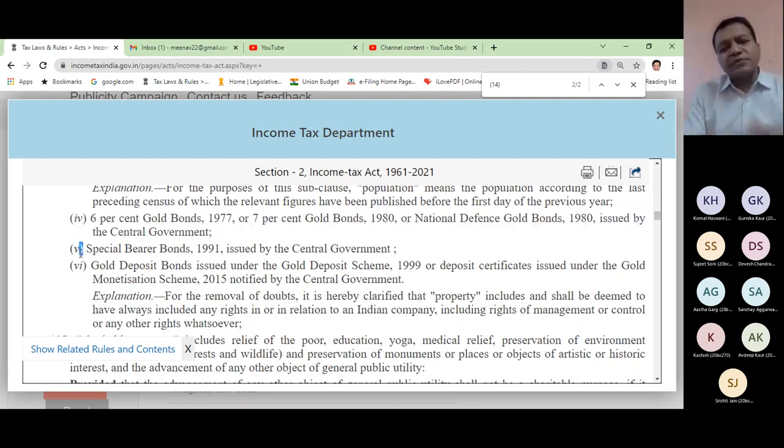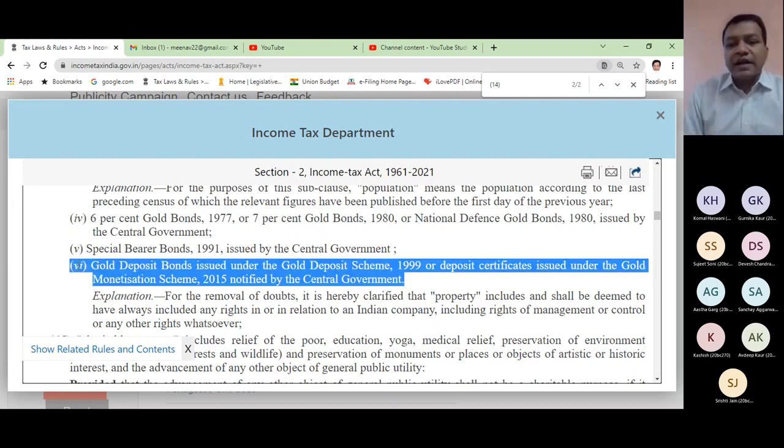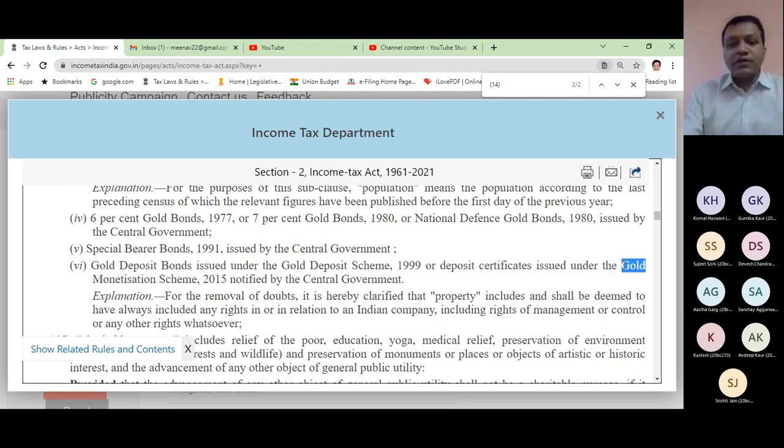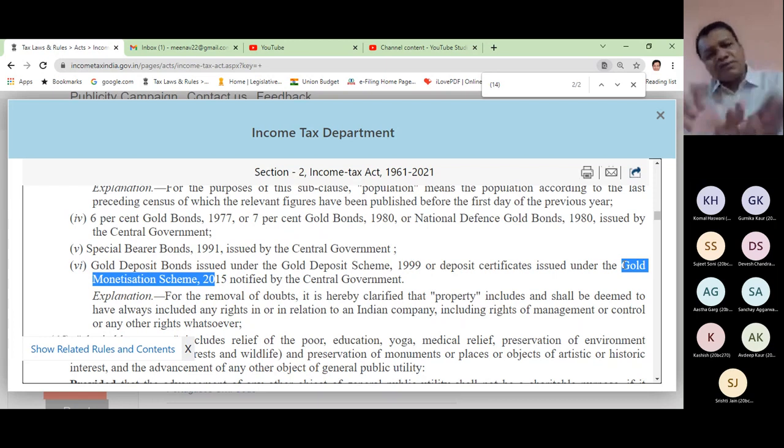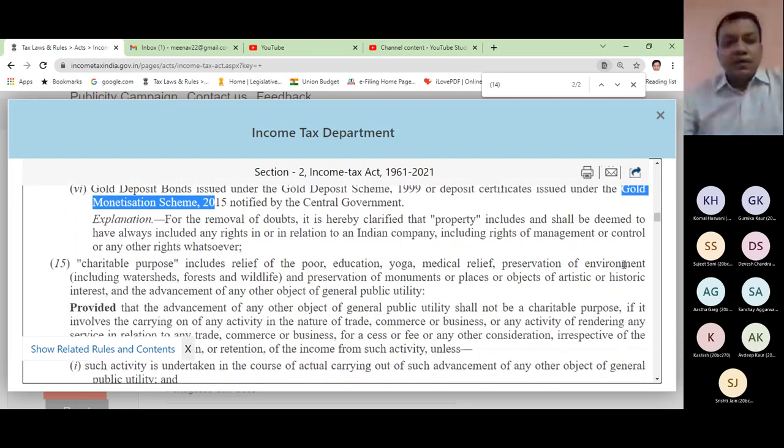Similarly, for different purposes, special bonds come. Special bearer bonds, gold deposit bonds under 1999. This government brought the gold monetization scheme, etc. The main purpose is what I have told you: rather than gold, you purchase bonds, and when you sell this, there will be no tax under capital gain because these are not capital assets.